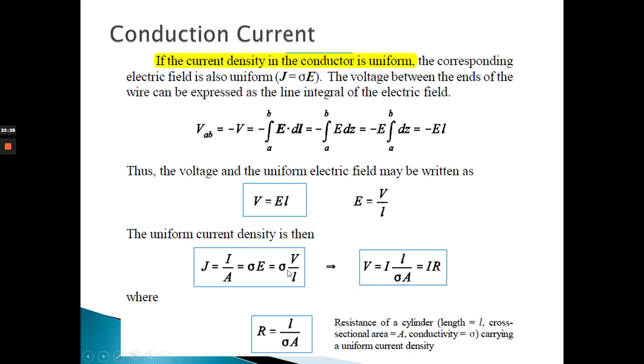In a similar way, we know that J is equal to I by A, which is equal to sigma E. So this equation can also be used to find L, V, or sigma, and so forth, and we know V is equal to IR. At the end, we can find the resistivity of the wire by dividing sigma and the cross section with its length. You need to remember these things, because possibly in the exam a question comes from here; the formulas will not be given.